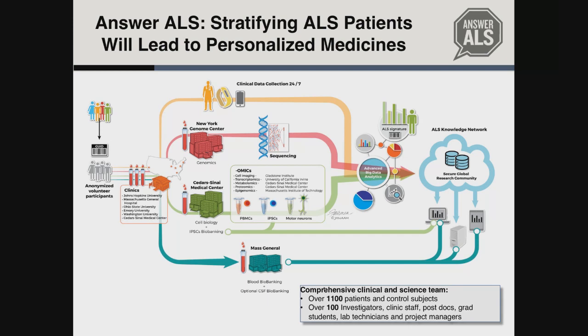All of this information will be assembled in a data repository that we will then make available to the global research community. Once that library of information is amassed, the next phase is really about big data analytics and employing machine learning to begin to uncover ALS disease subtypes.